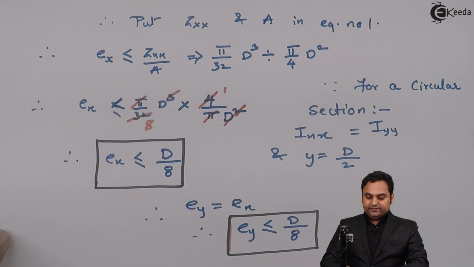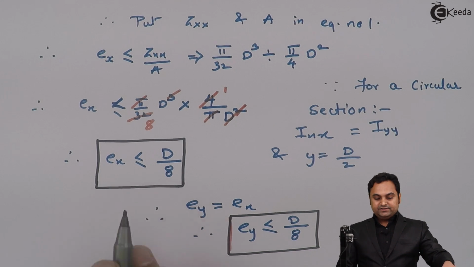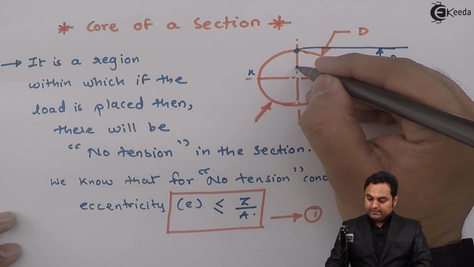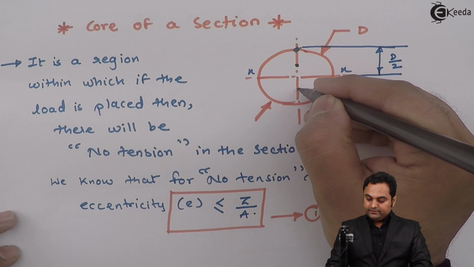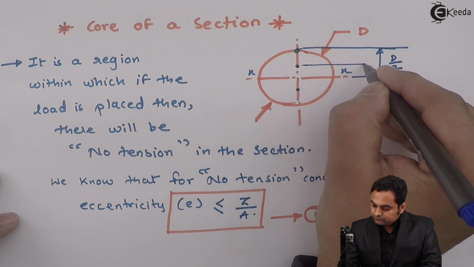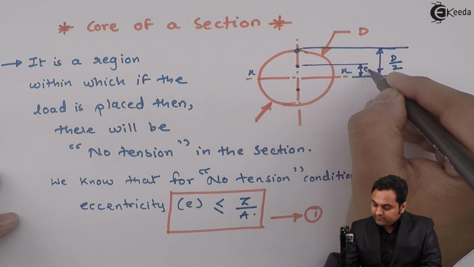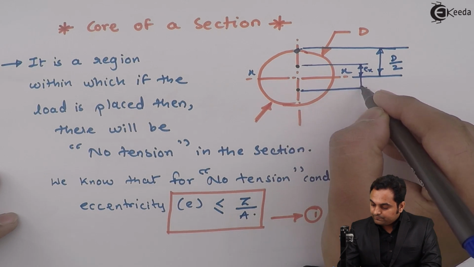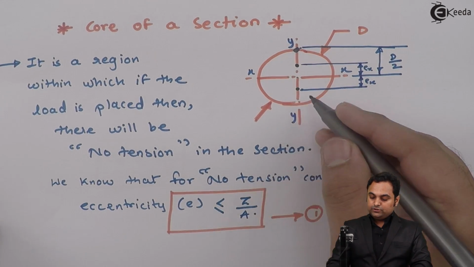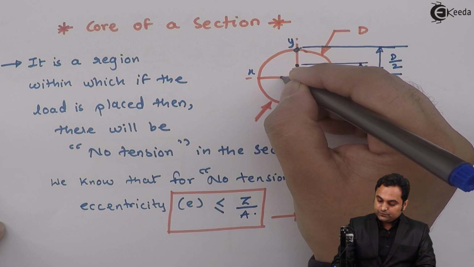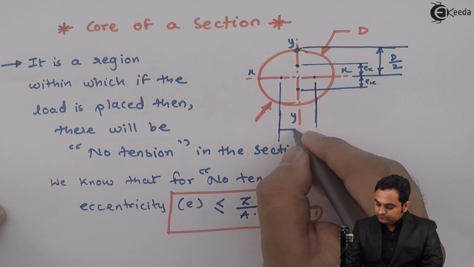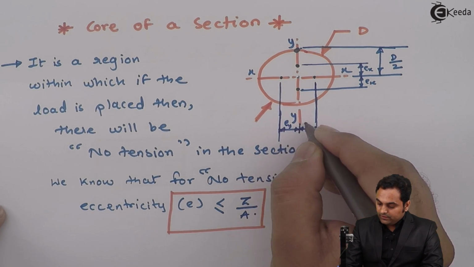Now after getting the values of eccentricities, with respect to x it is D by 8. So here with respect to x, I'll take a value of D by 8 on one side, D by 8 on other side. This is Ex, eccentricity with respect to x. Next, eccentricity with respect to y axis, that is also the same value, so the same distance would be there. Ey and Ey.